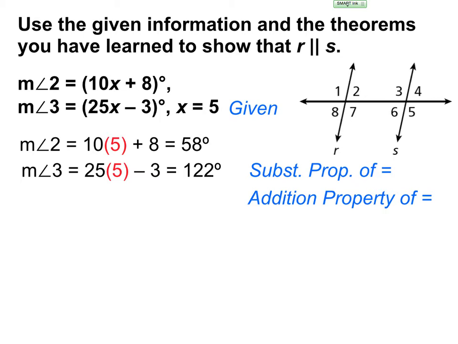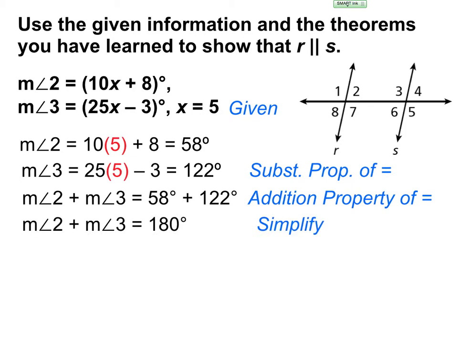Add those 2 left sides and right sides. What are we going to get? It's going to say measure of angle 2 plus measure of angle 3 equals 58 plus 122. I showed that so you can see what I'm adding. What do I get when I simplify? Measure of angle 2 plus measure of angle 3 equals 180 degrees.